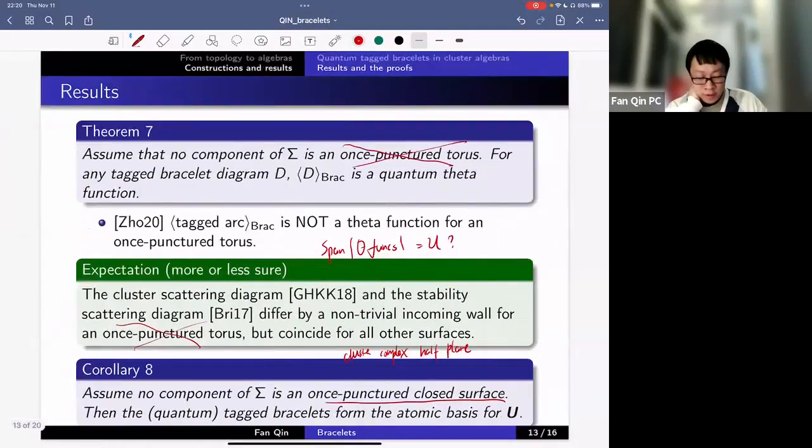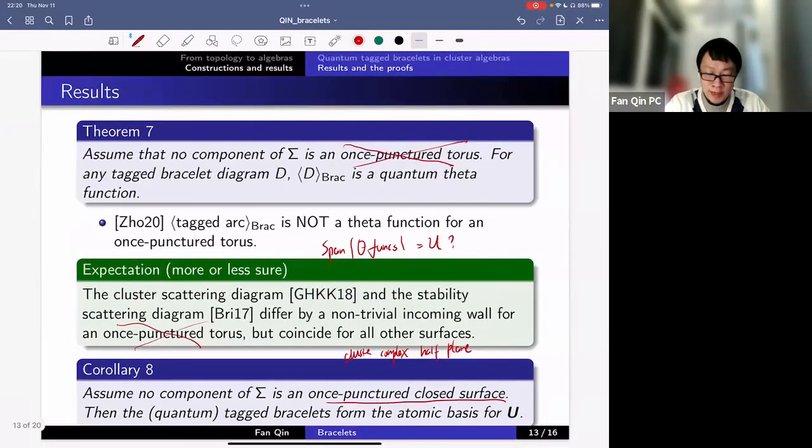And in general, although we do not know whether the theta functions form a basis for the upper cluster algebra, I think it was known that the bracelets without tags form a basis for the skein algebra itself. I think it was proved by Thurston. So you take the bracelets, take no tag, and I think this one is a basis for the skein algebra. And here there are also lots of difficulties.